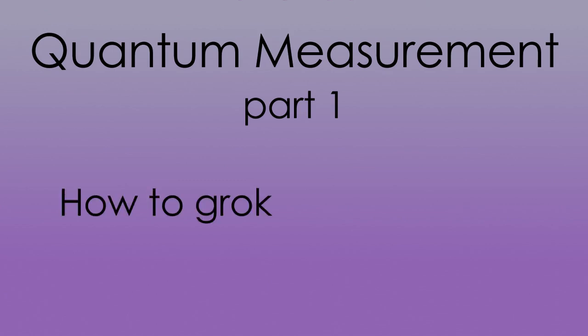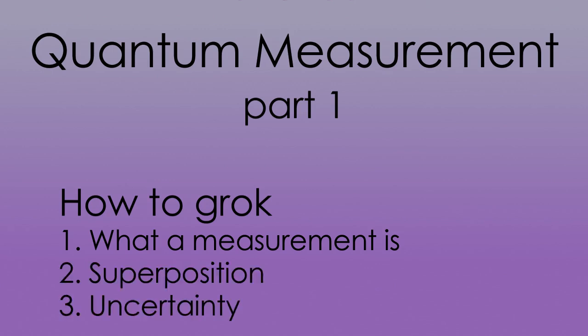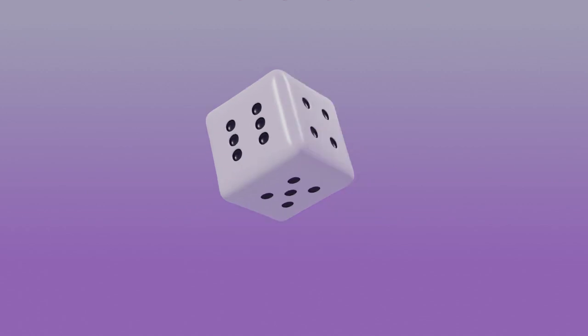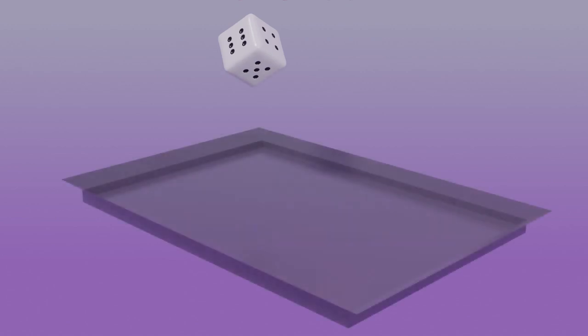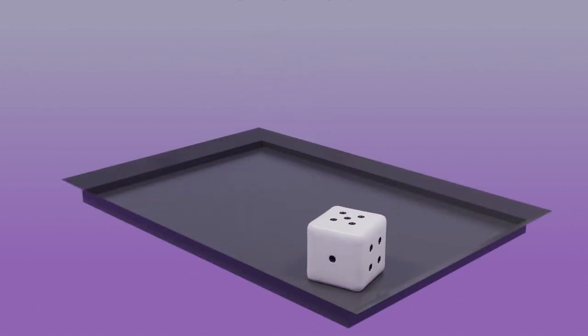There's a lot of confusion about what a measurement is in quantum mechanics, but there's a way of thinking about it that clears up much of the confusion. Let's start. Here we have a die with 6 faces. What value does it have? Let's find out. Well, it has a value of 5.